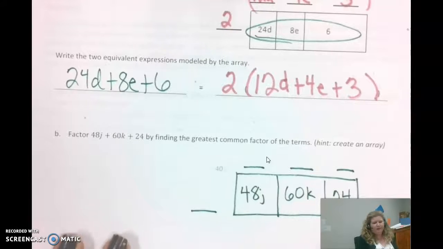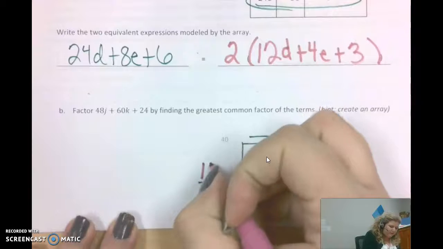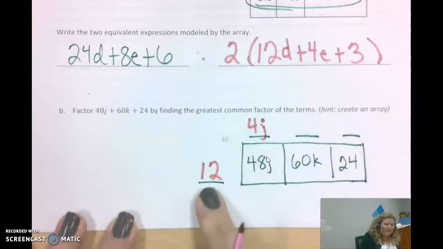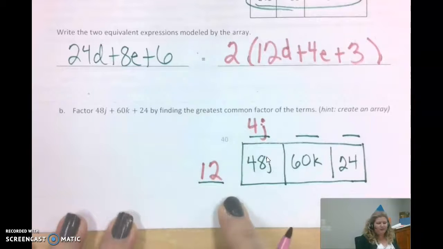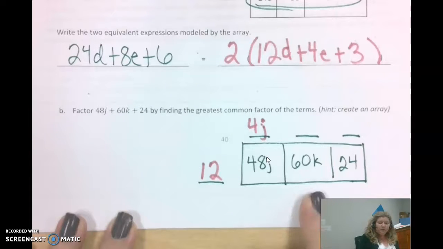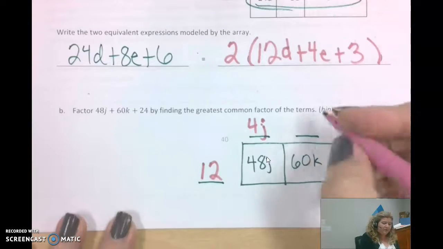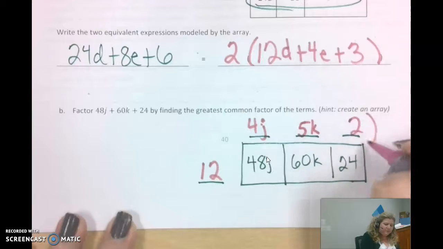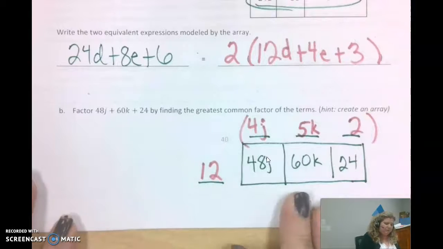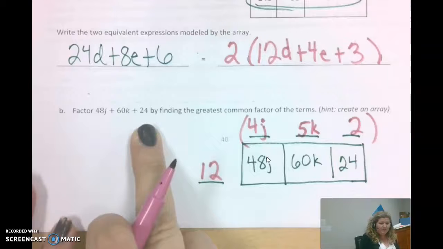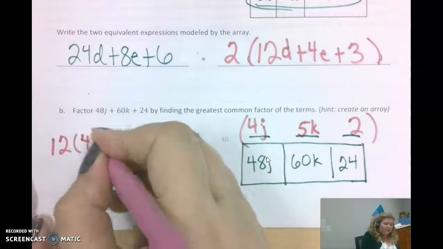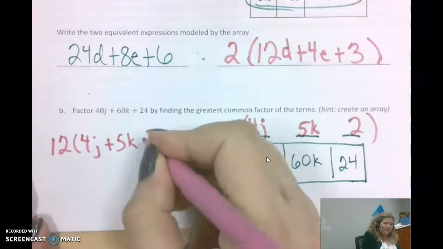Okay, so the greatest common factor for these three terms, I'm thinking right away about 12. So I'm going to go with that. 48j divided by 12 is 4j. And I just get this because I know my multiplication facts. If you need help working on the greatest common factor, contact your teacher and they can help you with that. 24 divided by 12 is 2. So the factored version of this expression, it's equal to it, but it's factored. It looks a little different. 12 times the quantity 4j plus 5k plus 2.